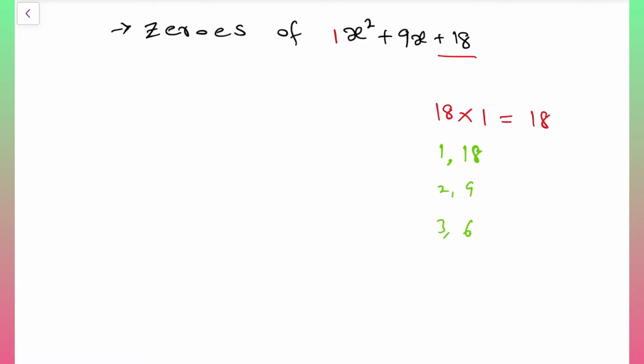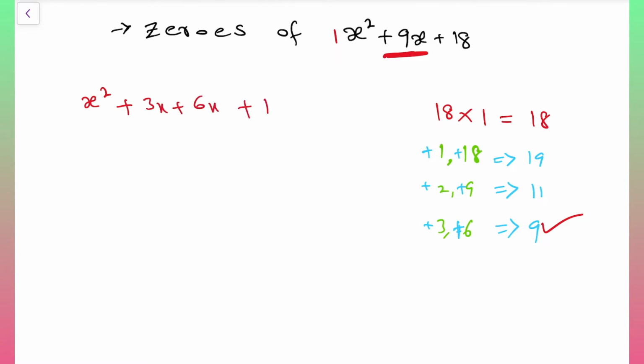As I said in the previous question, here all the terms are positive. If all the terms are positive, in these pairs also every number should be positive. So plus 1 plus 18 is plus 19, 2 plus 9 is 11, 3 plus 6 is 9. Now if we observe clearly, this middle term is plus 9, right? So this last pair is the correct pair. Write the first term as it is, x square, and plus 9x we can replace with 3x plus 6x plus 18. From the first and second terms we can take out x common, so remains x plus 3.